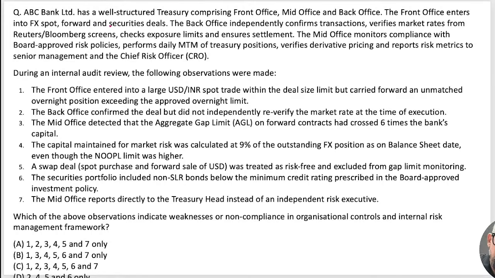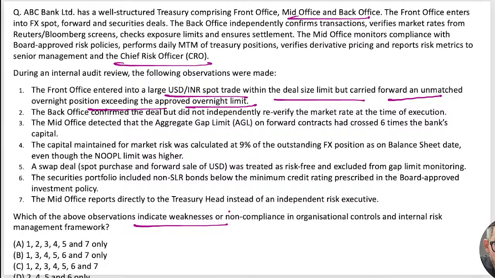ABC Bank has a well-structured treasury comprising front, mid, and back office. Now the first statement: the front office entered into a large USD INR spot trade within the deal size limit, but carried forward an unmatched overnight position exceeding the approved limit. What we have to find out is the indication of weakness. So the first one is non-compliance or weakness, right?